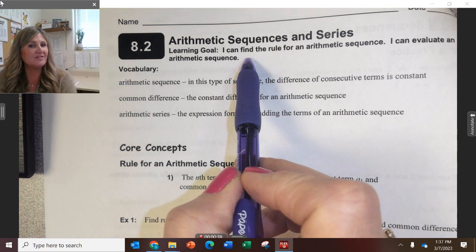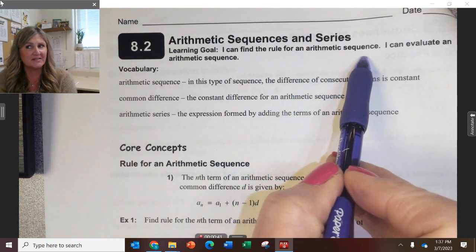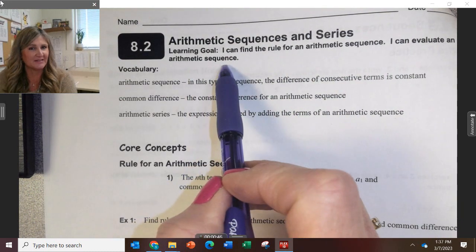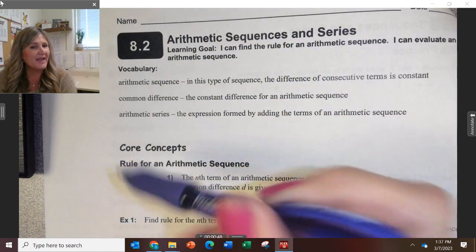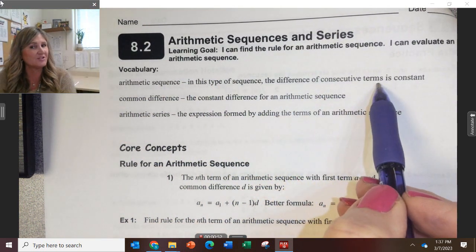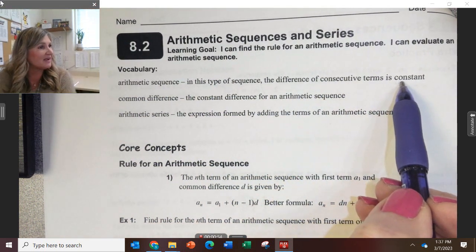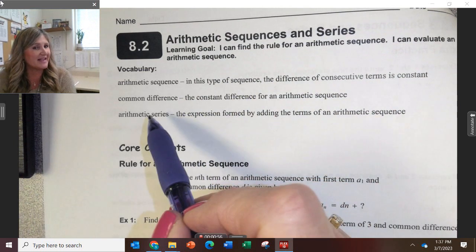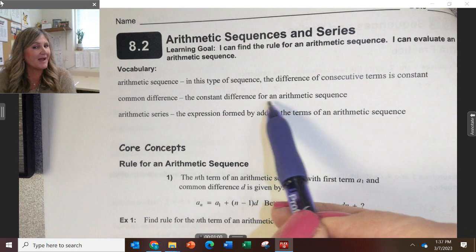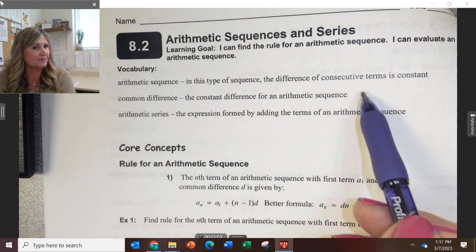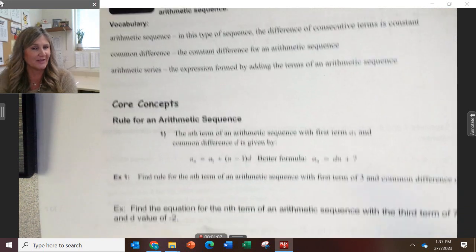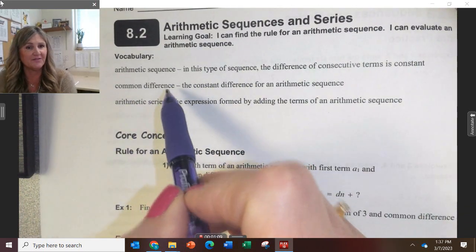So we want to be able to find the rule for an arithmetic sequence. We also want to be able to evaluate the arithmetic sequence. When we have an arithmetic sequence, it means the difference of consecutive terms is always going to be constant. It's always going to be the same value. We can find the common difference by just subtracting a term from the one in front of it. So if we have a list, we can just subtract to find the common difference.